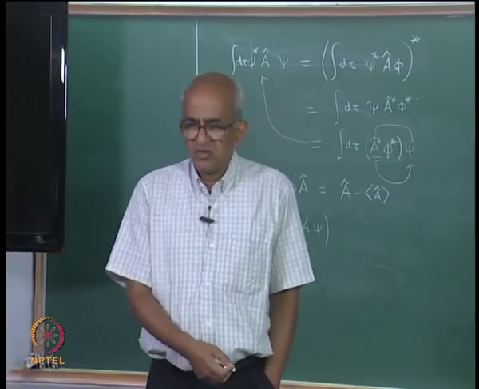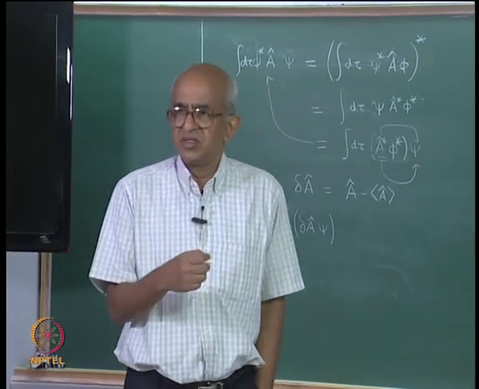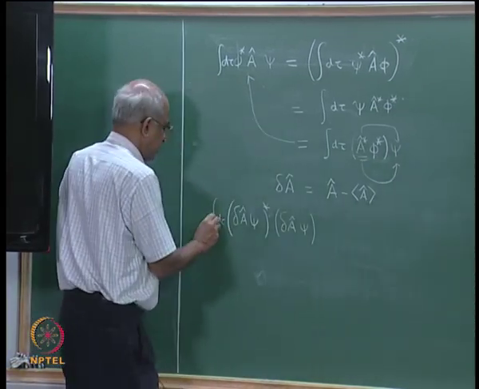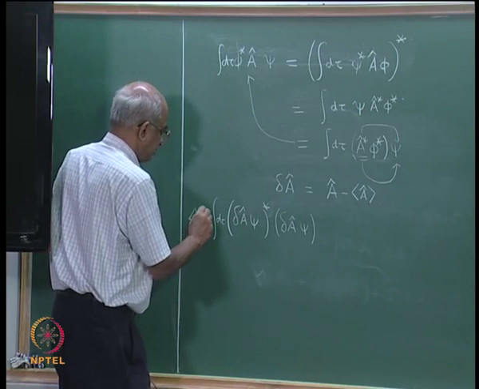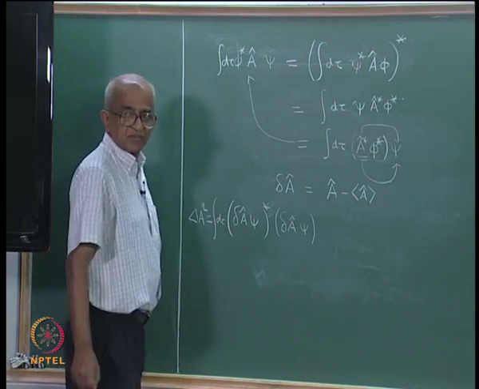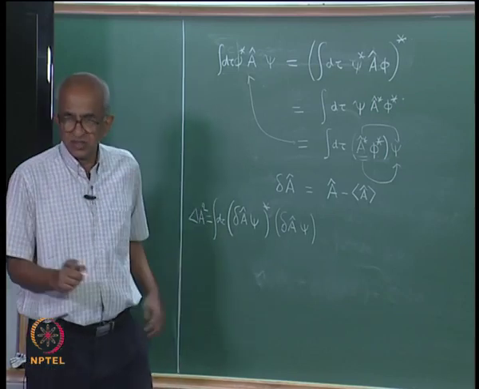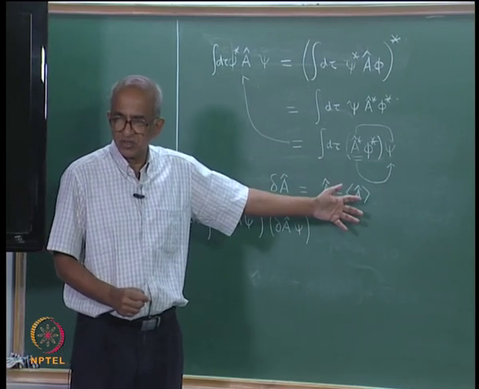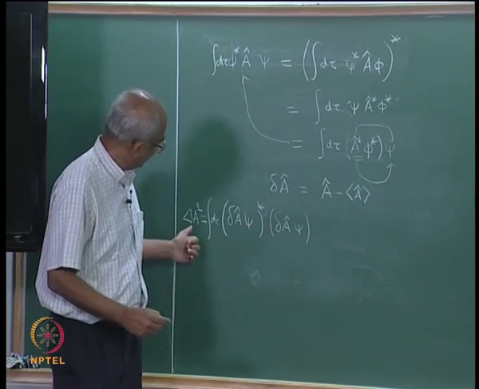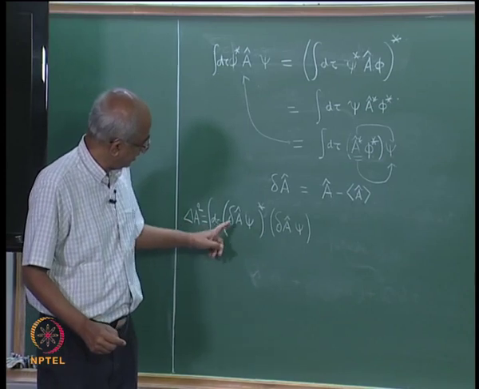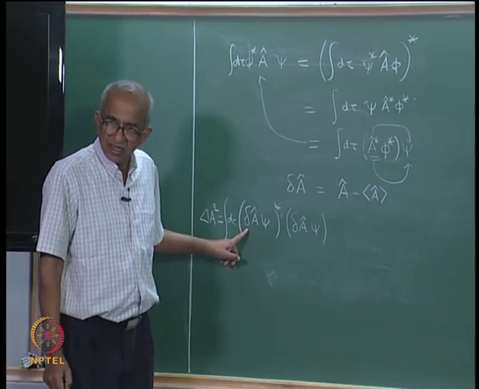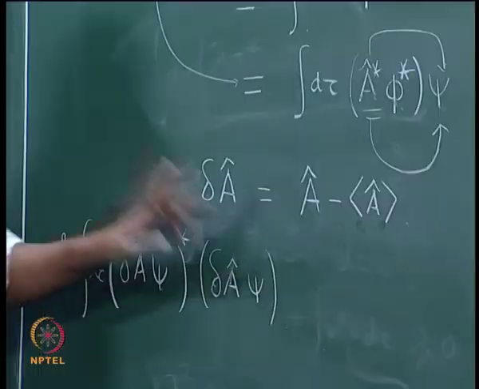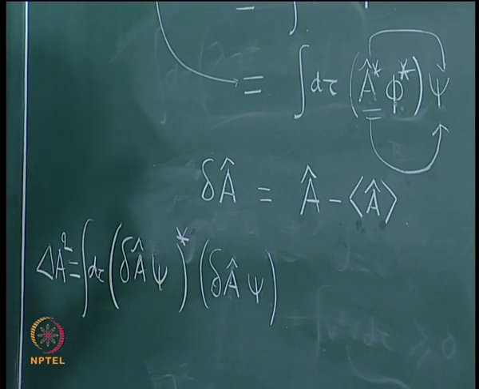Now, you may wonder why do all these things. The answer is extremely simple. I am going to claim that this is nothing but delta A square. That is what I will show. This object, and that is the reason why I introduced this operator, otherwise there is no reason for me to introduce this operator. This operator is such that the uncertainty in A can be written as delta A operating upon psi star multiplied by delta A operating upon psi. How do I show that?